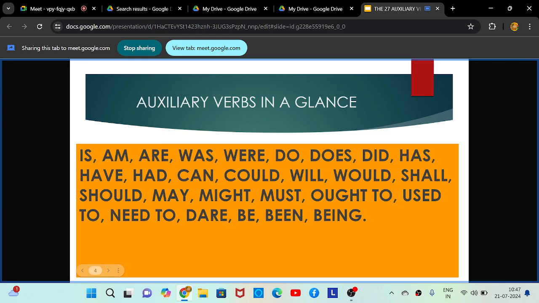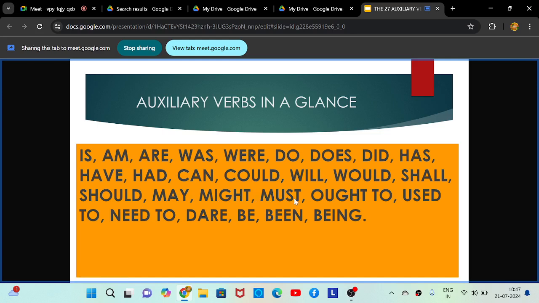So how to study modal auxiliaries easily? There is another trick. First you can learn can. The past tense of can is could. Similarly, will is the present tense, and the past tense of will is would. Then you can learn shall. Should is the past tense of shall. So can, could is thorough. Will, would is thorough. Shall, should is thorough. That's it.